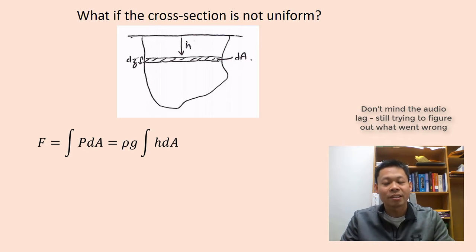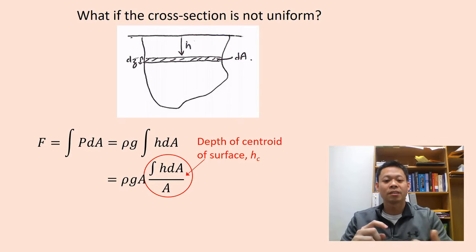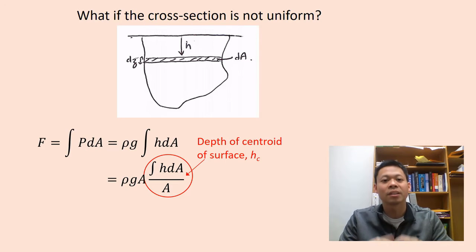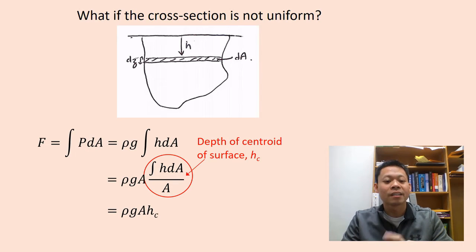So we have this equation, and now we're going to do some math here. The reason why I'm doing this is because we're going to define that term in that circle as the depth of centroid of surface, or h_c. So think about this as the average depth, where the center, or the geometric center, is of this irregular cross section. If we simplify this now, our force has a much more simplified equation, and the integral is in this h_c term.